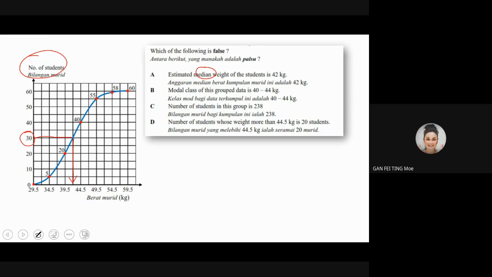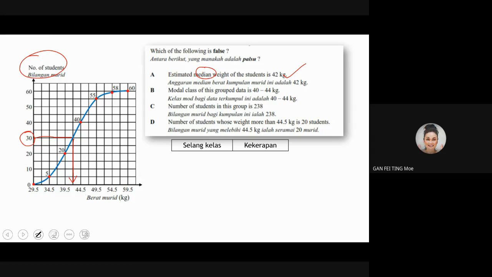When you get 42, it means that the first information is correct. Okay, this is correct. Then we go to B. What does B say? B says that the modal class of the grouped data is 40 to 44.